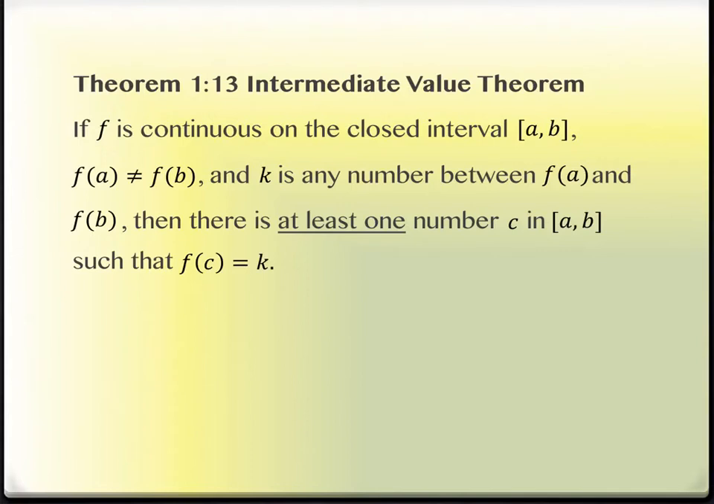This is called the intermediate value theorem. The intermediate value theorem says if f is continuous on the closed interval [a, b], and the endpoints don't match, f of a does not equal f of b, so one is greater than the other, and k is a number between f of a and f of b, I'll draw a picture in a sec, then there's at least one number c in [a, b] such that f of c is equal to k.